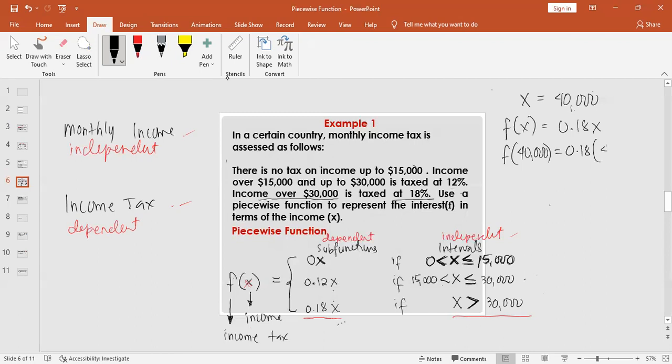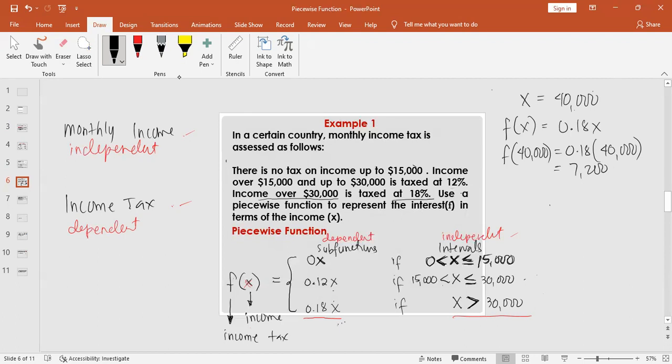0.18 times $40,000. Itong left side, hindi naman to kino-compute. Kumbaga, this is just to indicate that we are looking for income tax at $40,000 monthly income. Okay? So, ito lang naman yung i-compute nating right side. So, 0.18 times $40,000 is equal to $7,200.